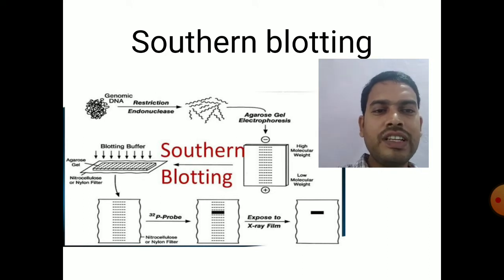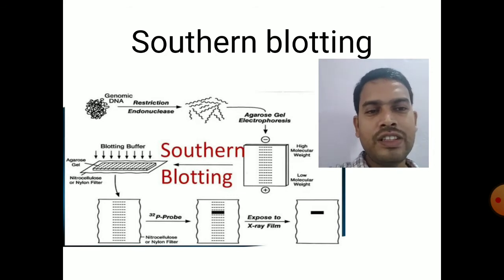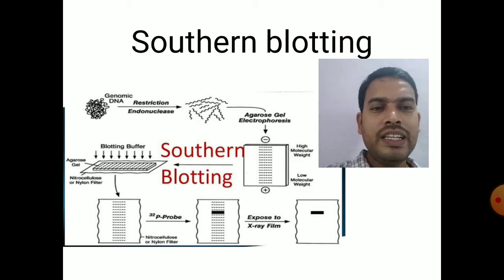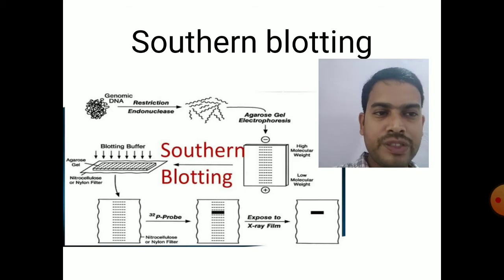Here, for the transfer of the bands from agarose gel to nitrocellulose paper, in general, electroblotting is used, where the gel is stacked in between the nitrocellulose paper and an electric field along with an alkali is used for the transfer of bands from the gel to the nitrocellulose membrane. After the transfer of bands onto the nitrocellulose membrane, our band of interest or DNA fragment of interest is identified with the help of probes.